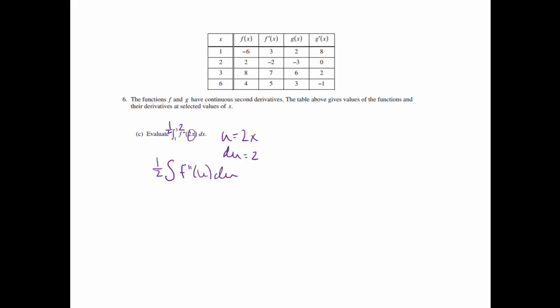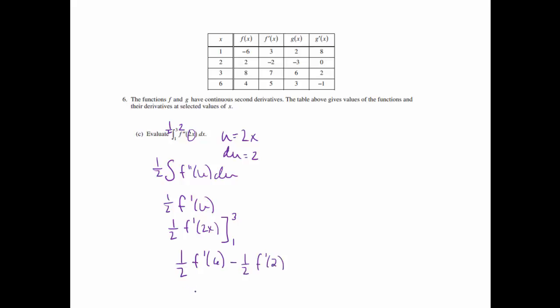Okay, now from here, the integral of f double prime just brings us back a derivative, so that's going to be f prime of u, and we're just going to carry down our 1/2, and I'm going to plug my u back in, so it's going to be 1/2 f prime of 2x, and then there are points to evaluate it at. We're going to evaluate it at 3 and 1. So if I plug in 3, I'm going to get 2 times 3, which is 6, so 1/2 f prime of 6, minus, if I plug in 1, I get 2.